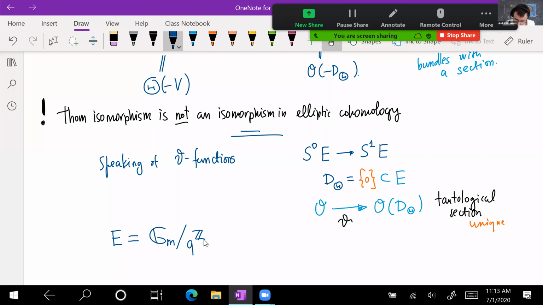So what does it mean? I have a section of a line bundle on a quotient. It means I have a function which has some transformation law under the shift by q and vanishes at the unique point, namely at the origin of the elliptic curve. So the origin here is 1, because we take a multiplicative group, and here we use additive notation. This is a multiplicative group.